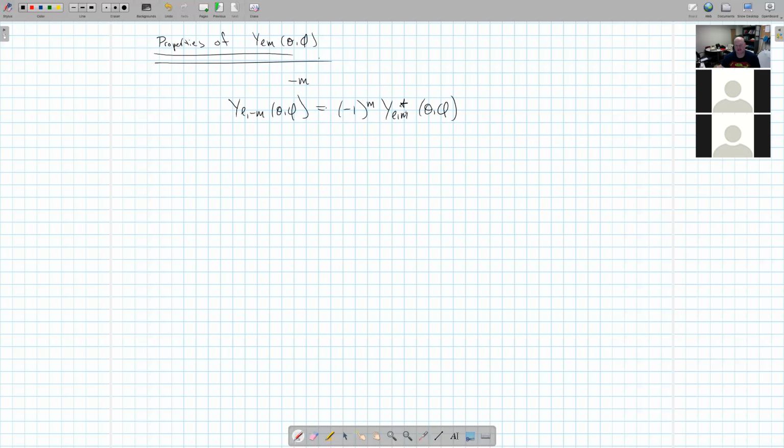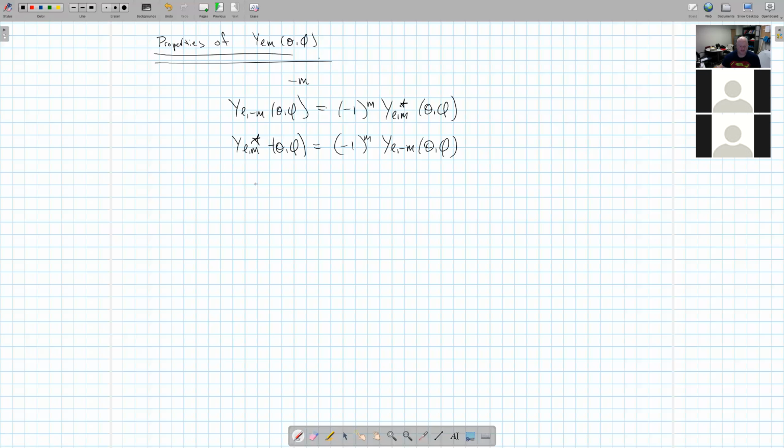Which basically means that if I reverse solve this, the complex conjugate of the Ylms is equal to negative 1 to the nth power of then YL negative m. So that's that guy.